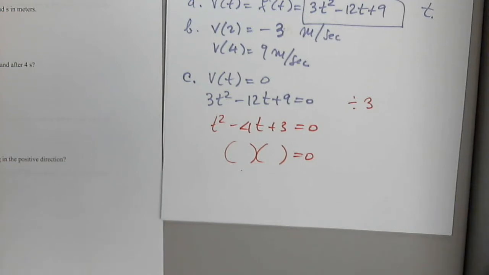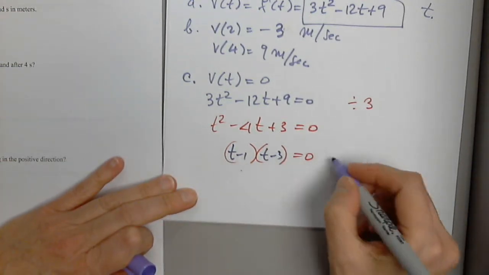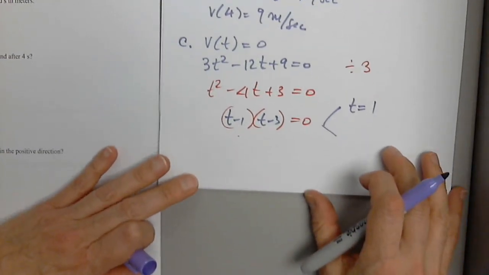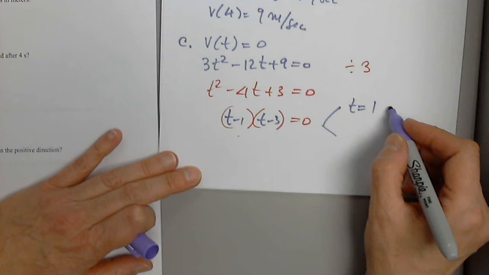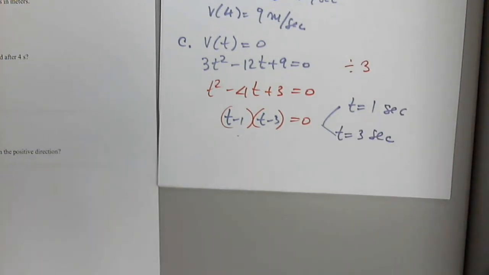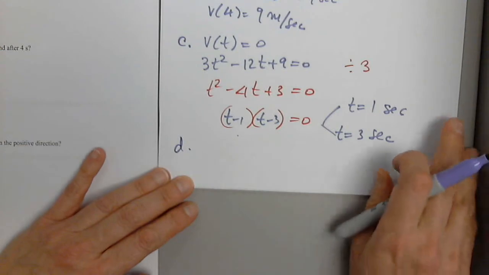Is it factorable? Okay. So t equals 1 second, and t equals 3 seconds. So the particle is at rest when t is 1 and when t is 3 seconds. When is the particle moving in the positive direction?